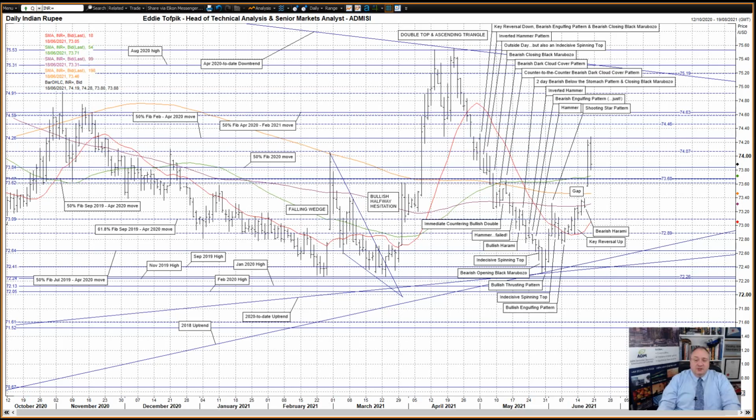The 50% Fibonacci line of the 2020 move at 73.84, and halting finally at the 50% Fibonacci line of the February to April 2020 move at 74.26.